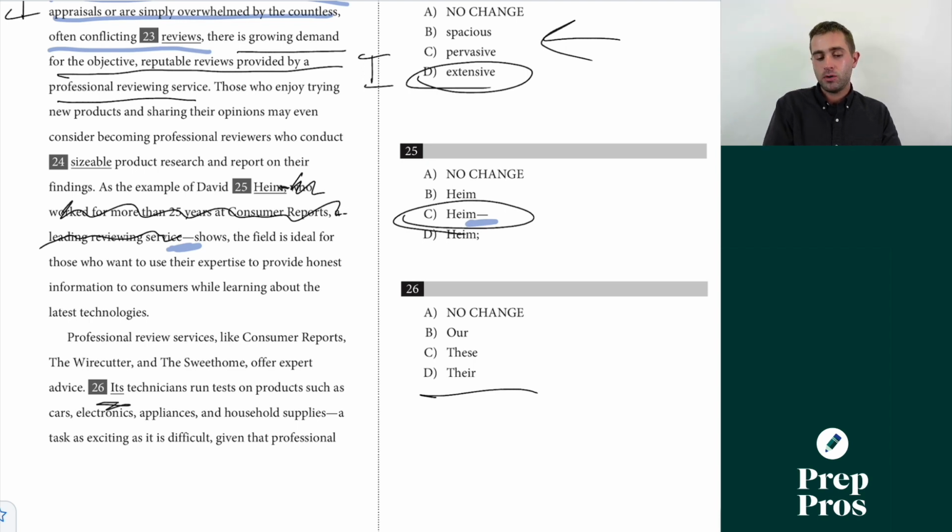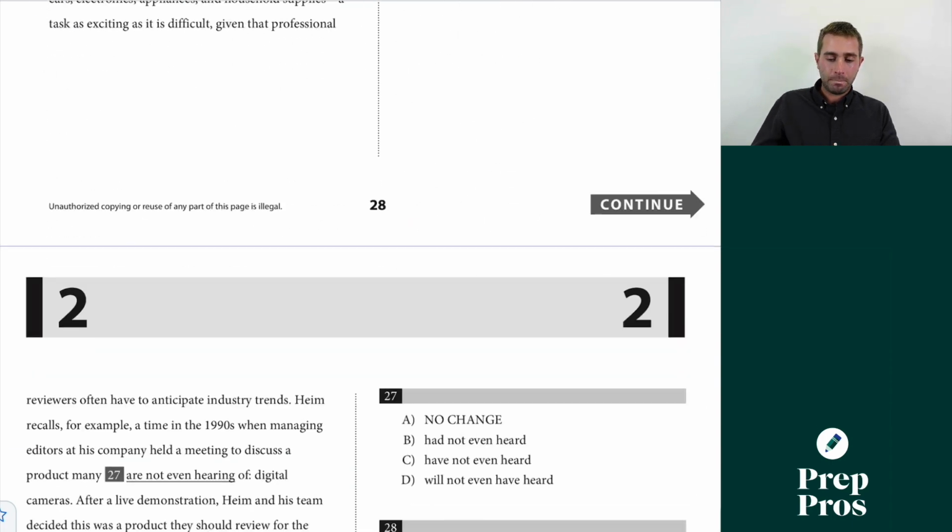This is just pronoun agreement. It's versus there. We have to figure out if it's singular or plural, what we're referring to. Professional review services like Consumer Reports, the Wirecutter, the Sweet Home. So we're talking about offer expert advice. We're talking about all these different websites, so it's plural. So it has to be their technicians run tests on products as we're going through.